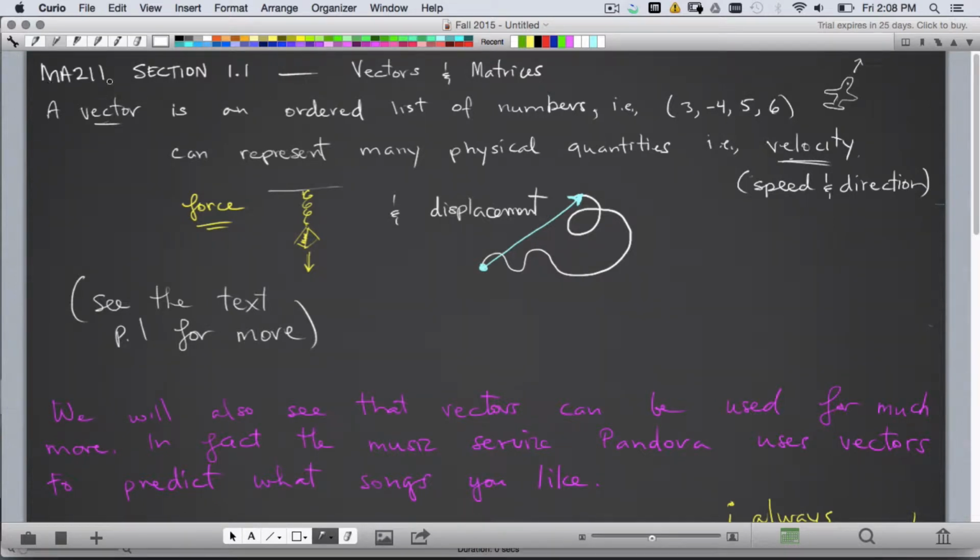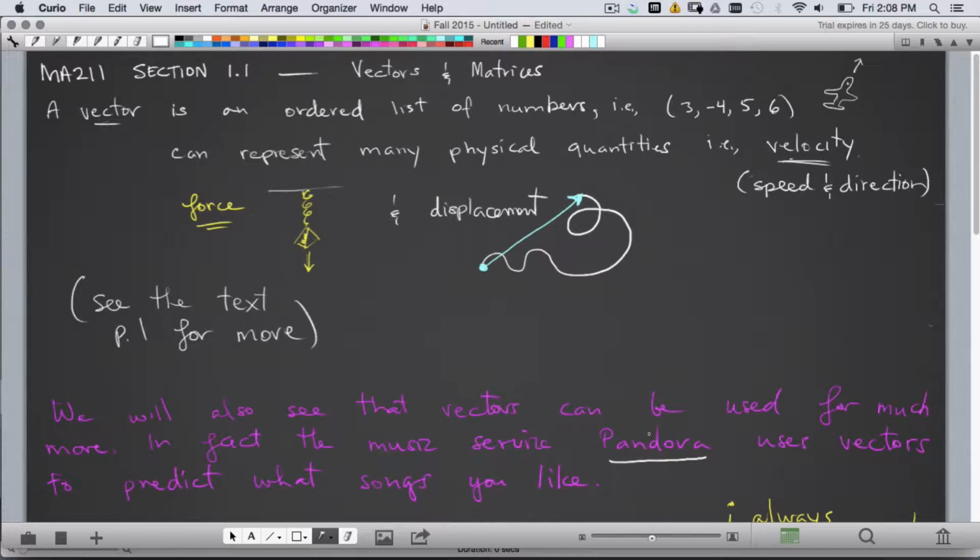Hi guys, in Math 211 section 1 we see that a vector is an ordered list of numbers. This ordered list has surprisingly many applications to describe physical quantities such as force and displacement. The textbook has lots more examples. One that we'll play around with this semester is the application of vectors to the Pandora music service.